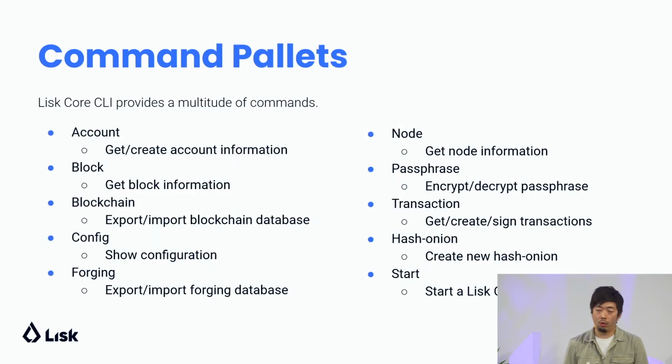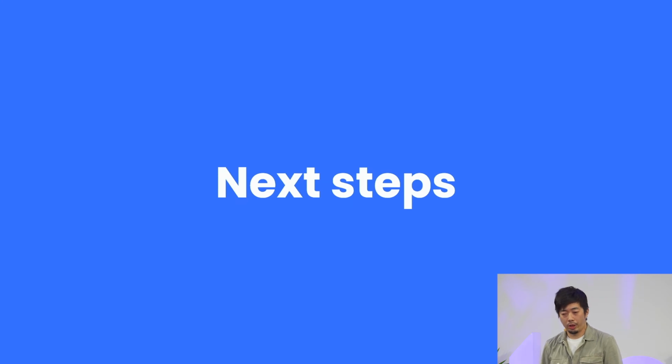But start is not the only command that we have in Core. Core can communicate with the locally running node and manage it. For example, we have blockchain and forging database export and import. We can get the account, and we can also create the account. We can get the transaction, create the transaction, sign it, and send it to your running node. So that was it for Lisk Core.